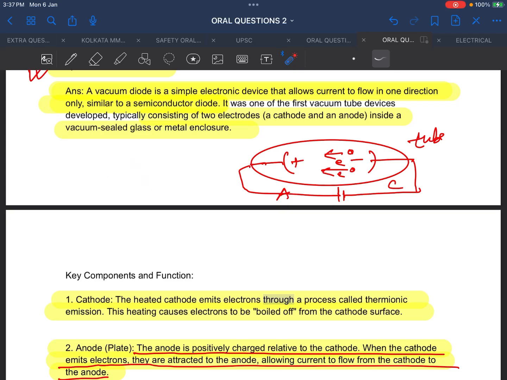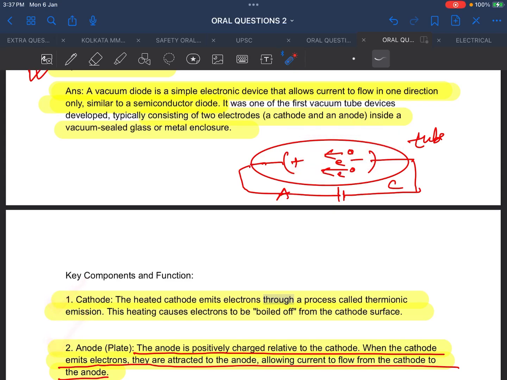Here also, we give the supply, the electrons start emitting from the cathode towards the anode, and due to this, current direction will always be opposite to the electron flow. So current will start flowing from anode to cathode.